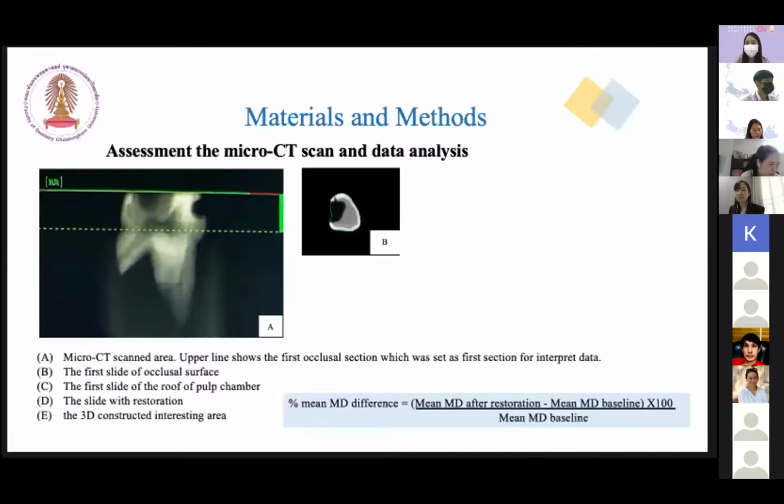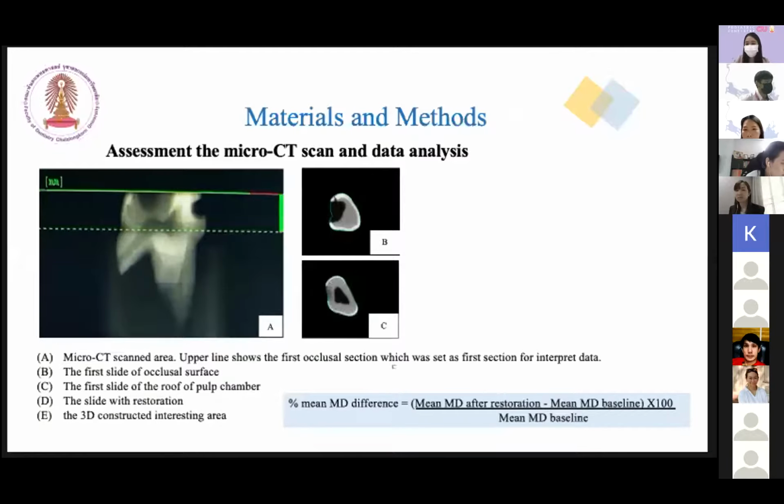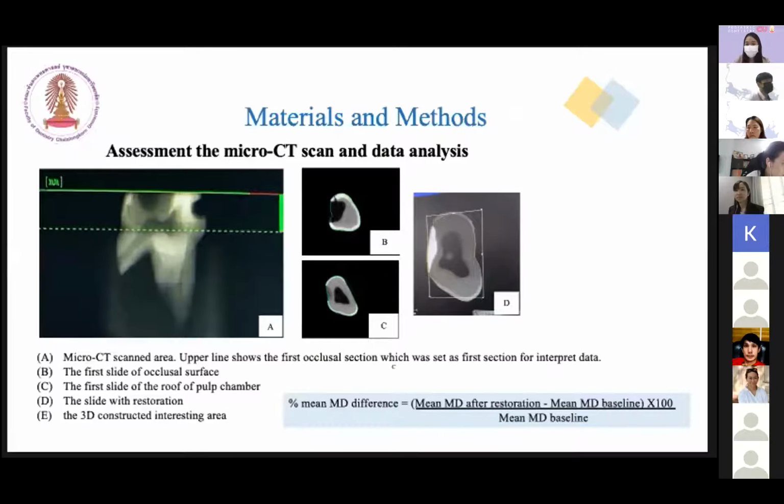Figure B showed the first slice of the occlusal surface, and Figure C showed the first slice of the roof of the pulp chamber. Figure D shows a slice with the restoration. The contrast was set for evaluating the difference in density between HGIC and dentin. Therefore, the HGIC restored samples were analyzed before the baseline samples. The contrast testing was the average value determined by two calibrated examiners.